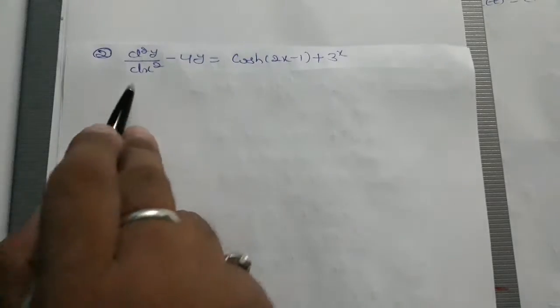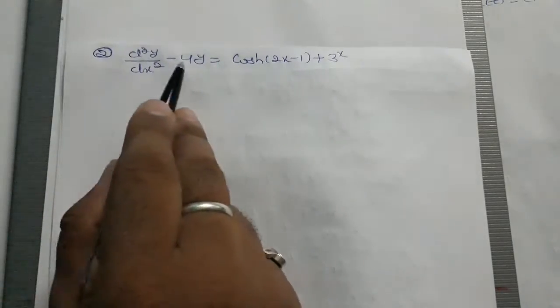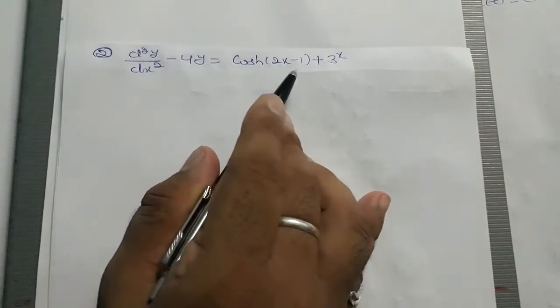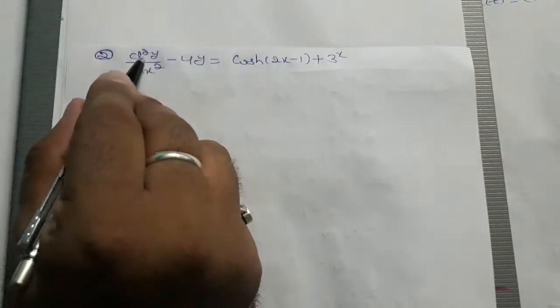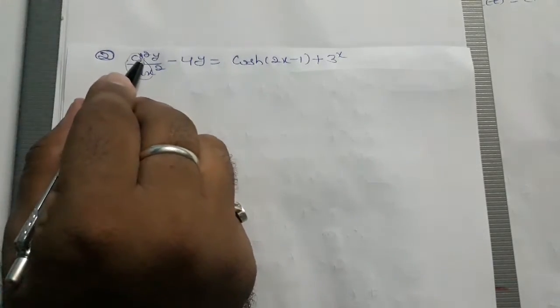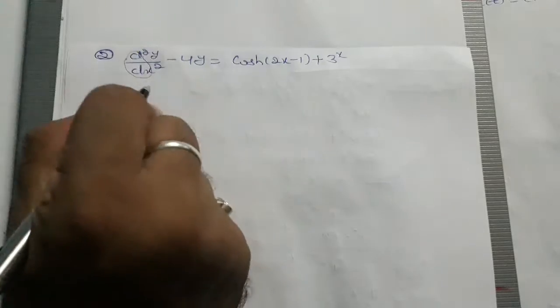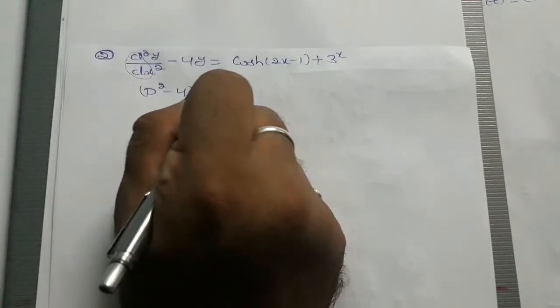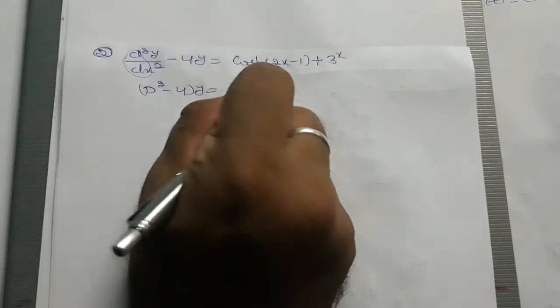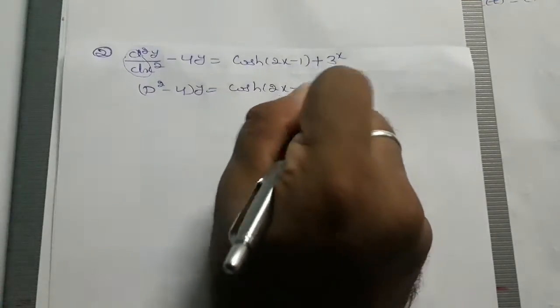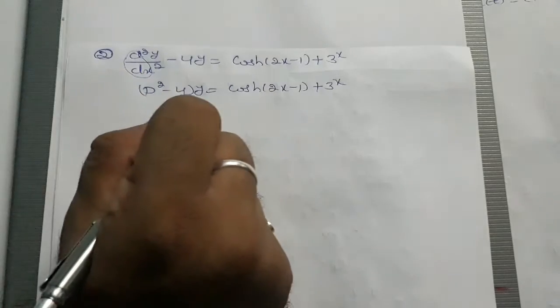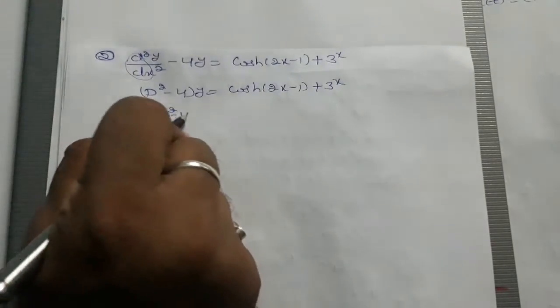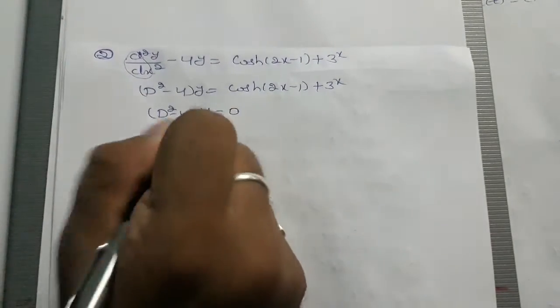Similarly, we are going to solve the next problem, that is d square y by dx square minus 4y equals cos hyperbolic of 2x minus 1 plus 3 to the power of x. Same as before, in the place of d by dx take capital D. We will get D square minus 4 into y equal to cos hyperbolic of 2x minus 1 plus 3 to the power of x. Next convert this into homogeneous form, meaning D square minus 4 into y is equal to 0.